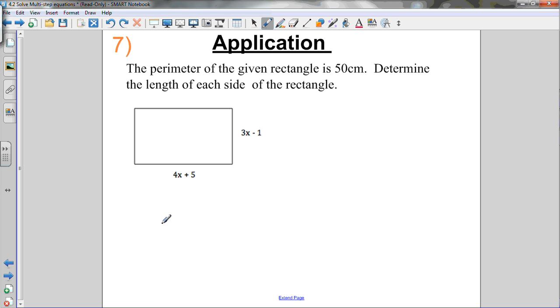Okay, let's do an application question now. So the perimeter of a given rectangle is 50 centimeters. Determine the length of each side of the rectangle. So first off, to do this question, I have to remember that the perimeter of a rectangle is equal to 2 times the length plus 2 times the width. It gives me the length, it gives me the width, and it gives me the perimeter.